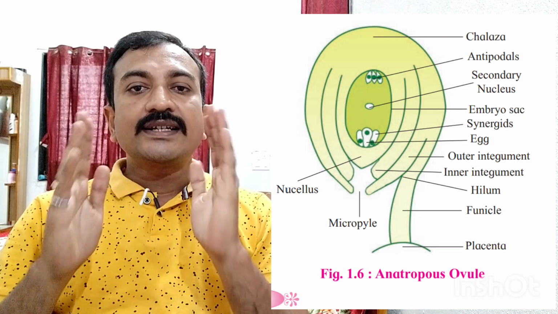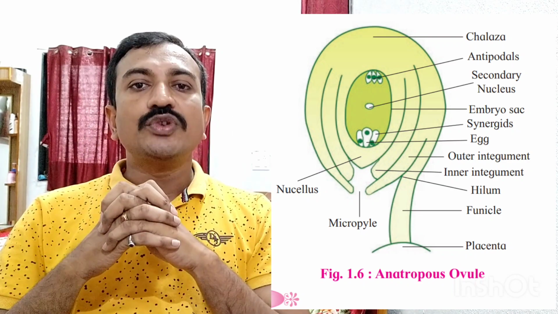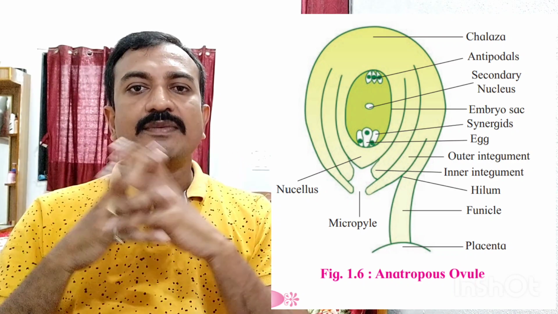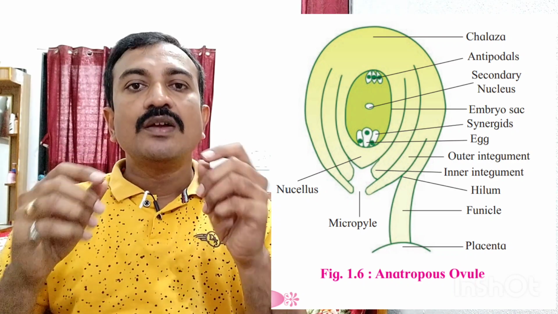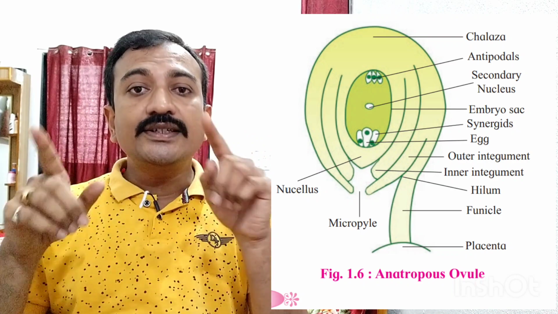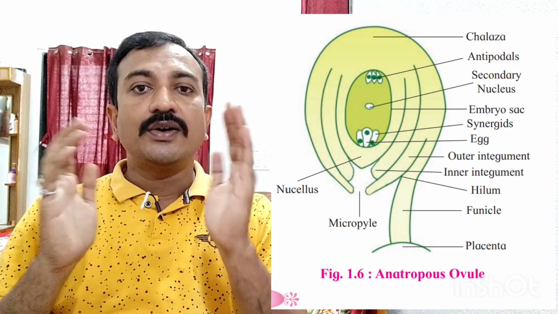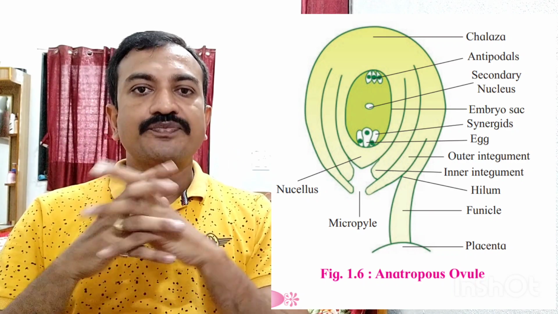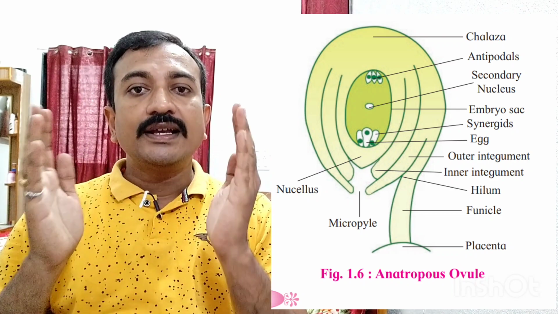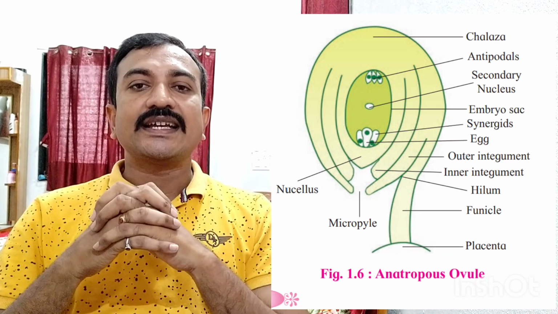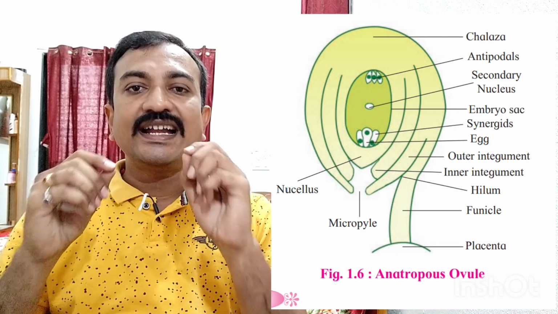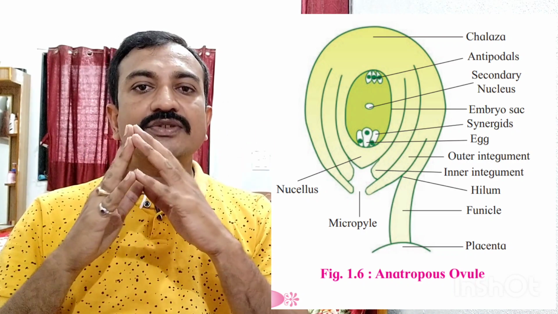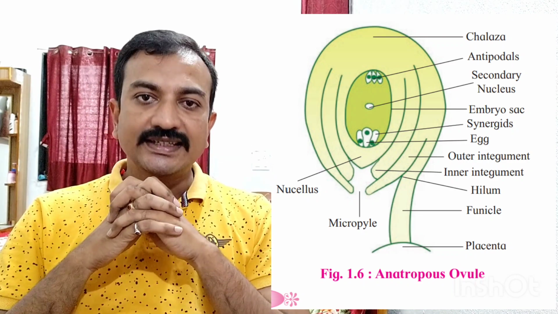Inside the integument, the central important part of the ovule is present, that is the nucellus, and the nucellus has parenchymatous cells. Inside the nucellus the female gametophyte develops, or the embryo sac develops inside the nucellus, which we will discuss separately. But inside the nucellus the embryo sac is present, which is a 7-celled and 8-nucleated structure. So the central part is the nucellus, and inside the nucellus the embryo sac is present.